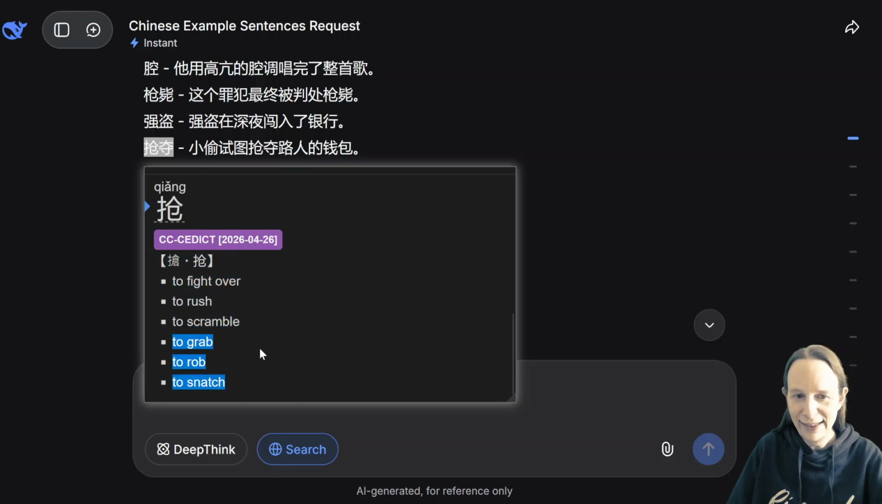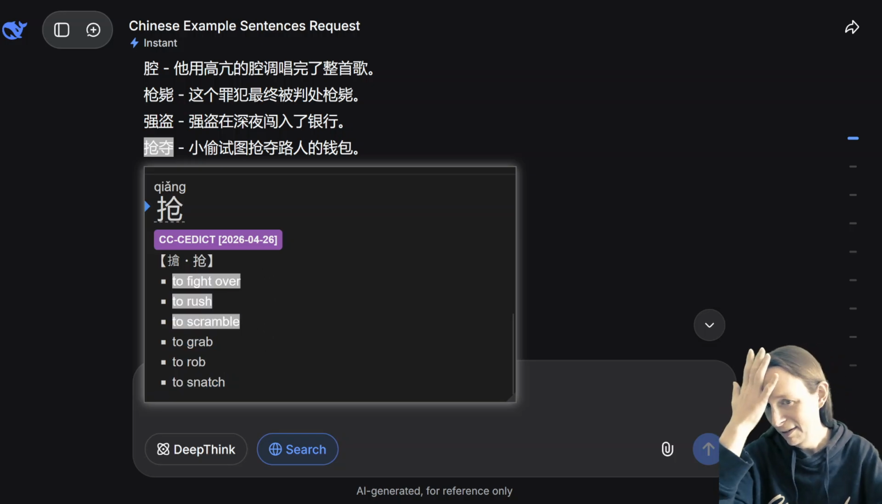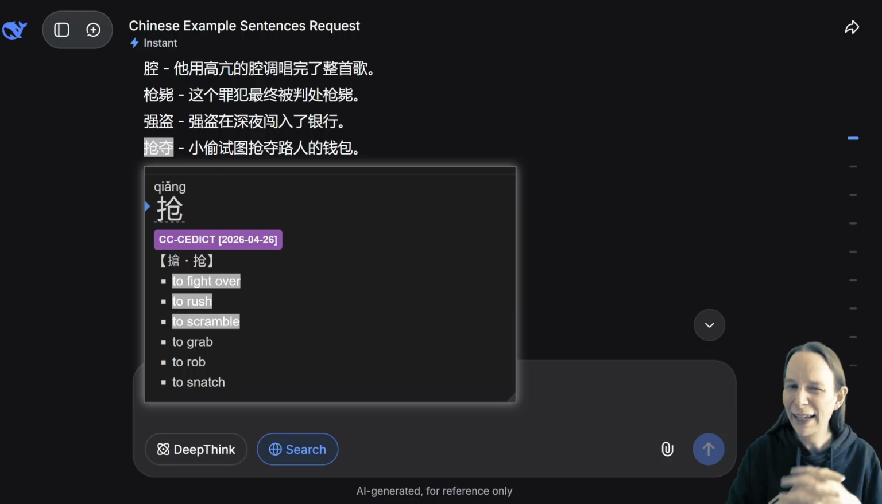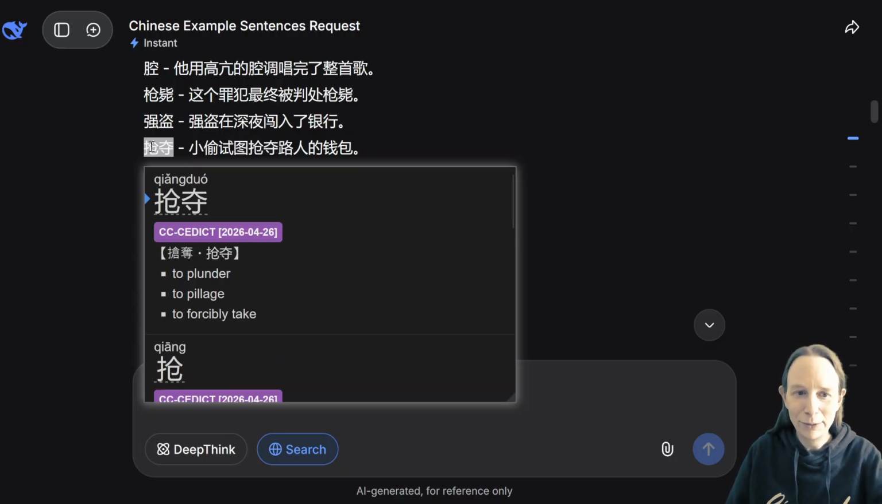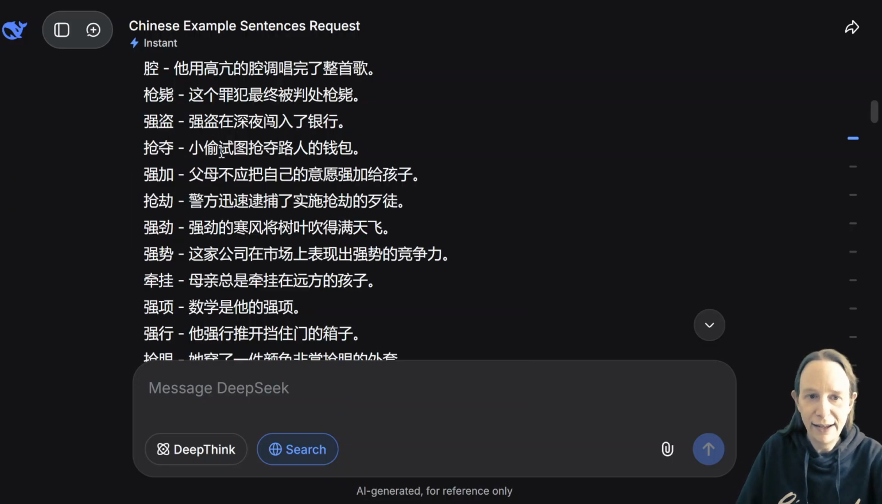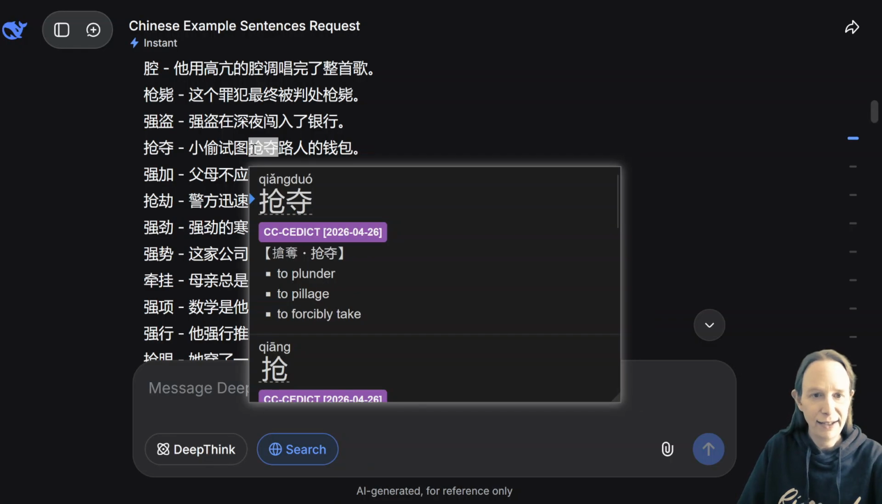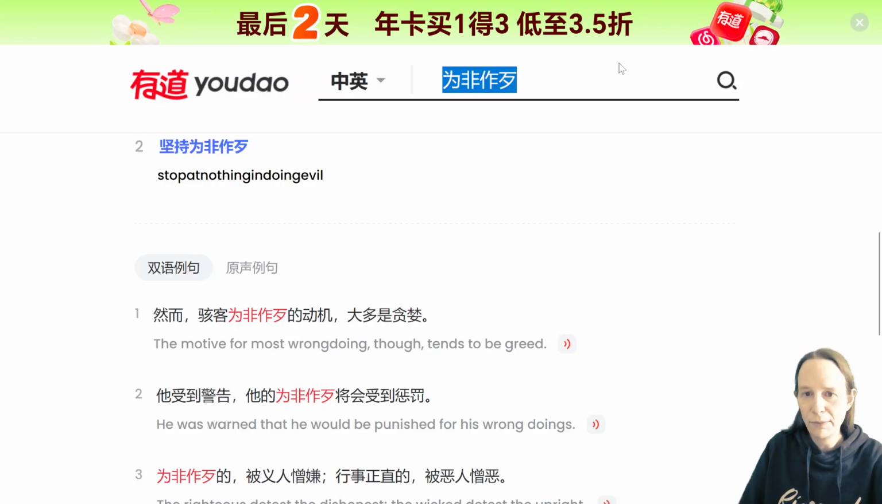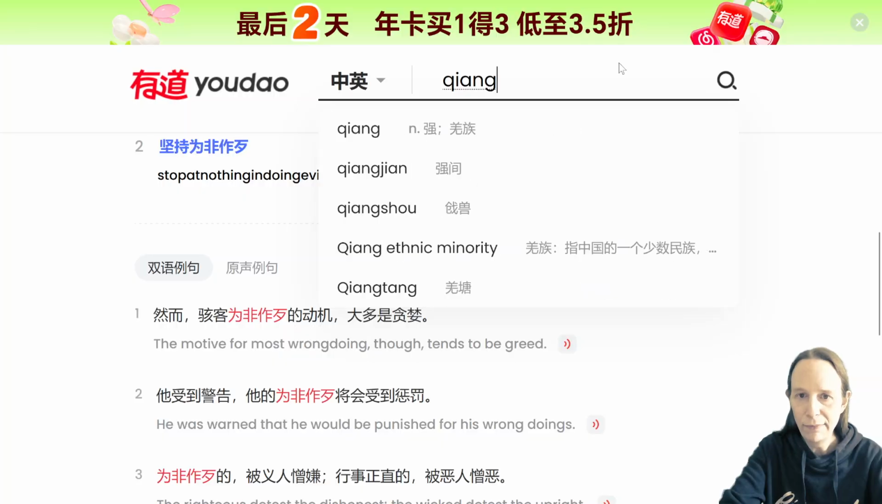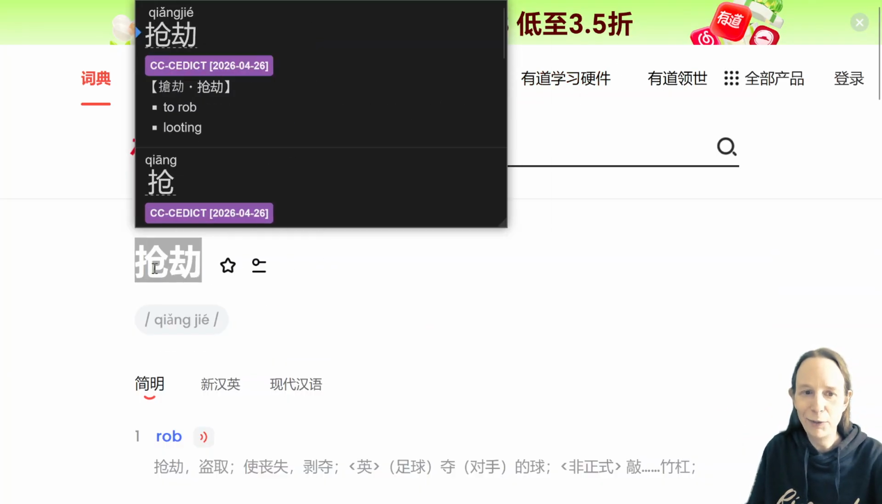Oh, yeah, this is what I'm expecting. Maybe I have encountered this kind of squabbling over goods and things like this. Okay, 抢夺. Not in the dictionary. Is that really? 抢夺, plunder, pillage, take by force. All right, 小偷试图抢夺路人的钱包. All right. So the more common word is 抢劫. 抢劫, rob.